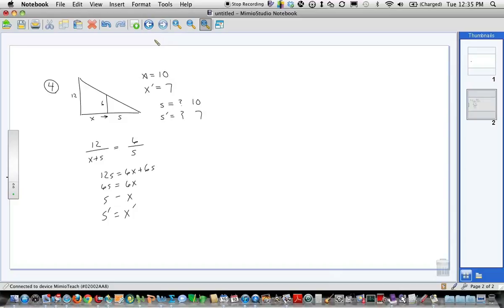Now, one thing I want to comment on in this problem, sometimes on these shadow problems, they add another question. How fast is the tip of his shadow moving? Is that a different question than how fast his shadow is lengthening? What if it would have said, how fast is the tip of the shadow moving?